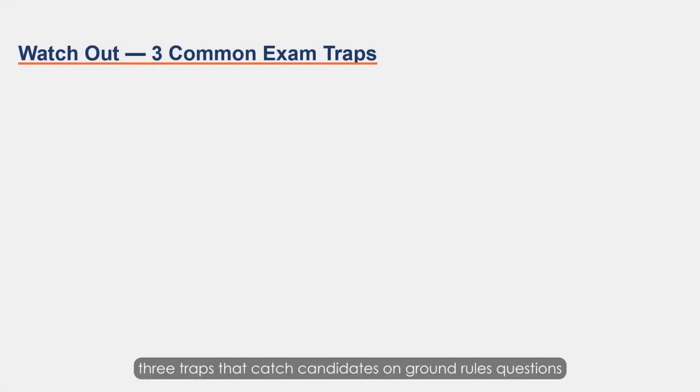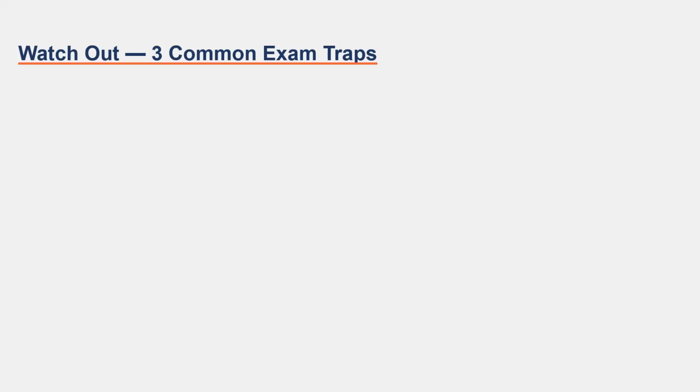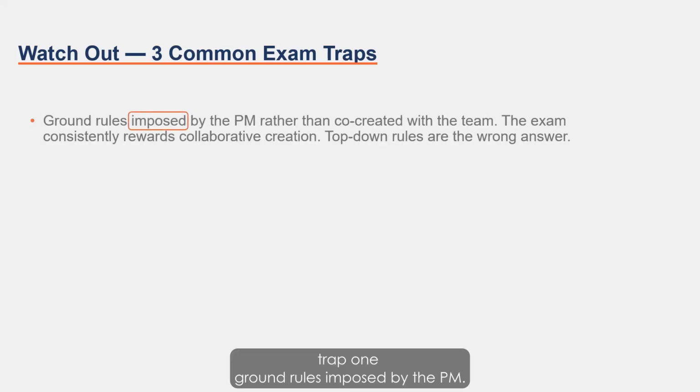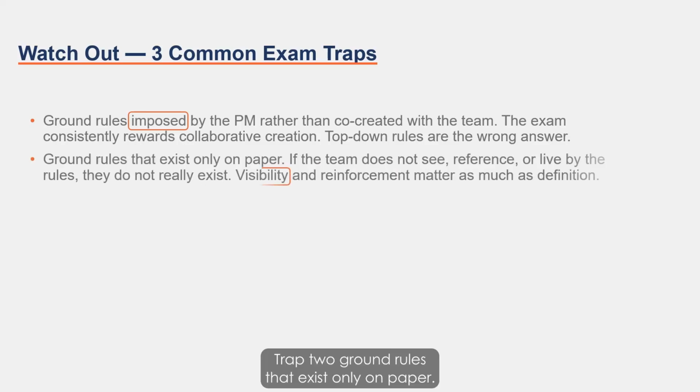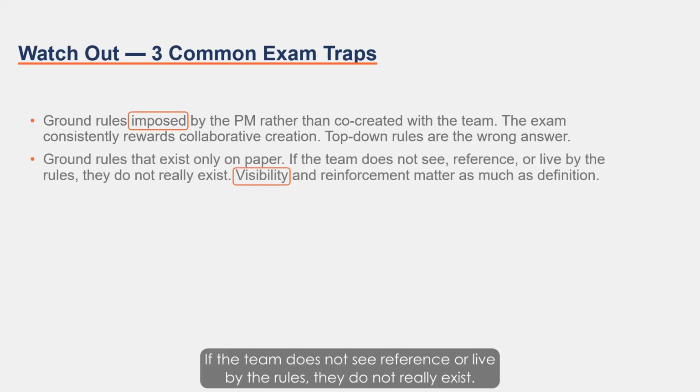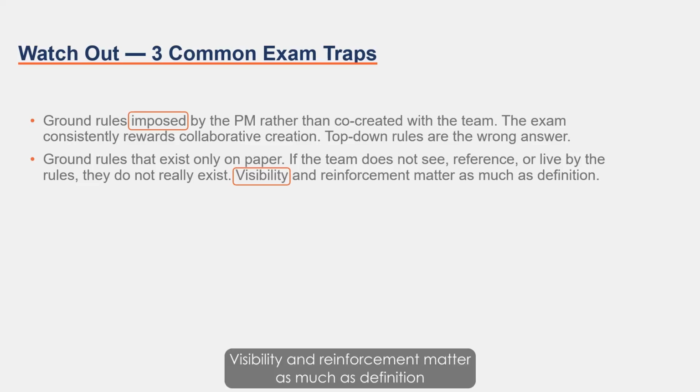3 traps that catch candidates on ground rules questions. Trap 1. Ground rules imposed by the PM rather than co-created with the team. The exam consistently rewards collaborative creation. Top-down rules are the wrong answer. Trap 2. Ground rules that exist only on paper. If the team does not see, reference, or live by the rules, they do not really exist. Visibility and reinforcement matter as much as definition.